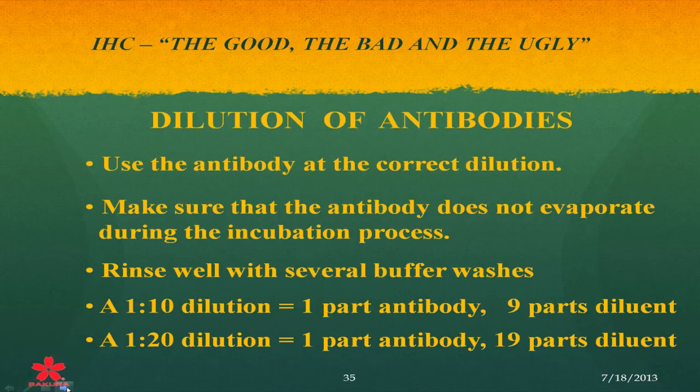Use the antibody at the correct dilution. Make sure that the antibody does not evaporate during the incubation process. Rinse well with several buffer washes. And when you're making a dilution, make sure that you read it correctly. Like a 1 to 10 dilution would be 1 part antibody and 9 parts diluent. 1 to 20 would be 1 part antibody and 19 parts diluent.